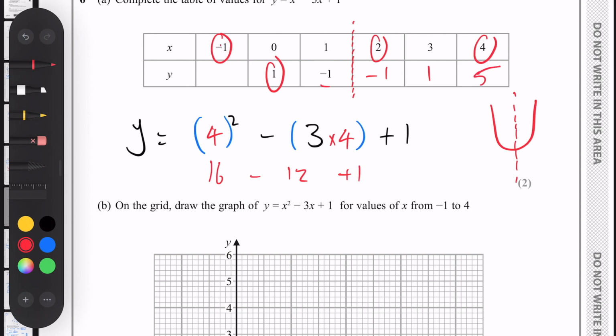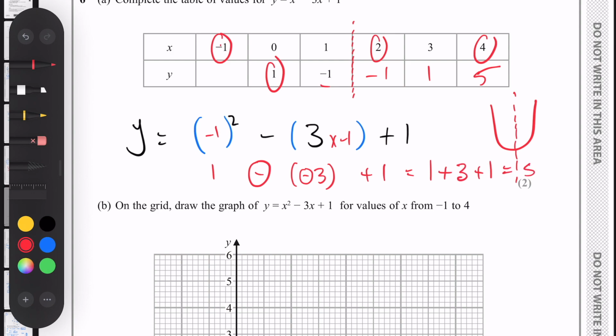If you wanted to do the minus 1, because there might come a point where you would need to substitute a negative number in, it would go minus 1 squared minus 3 times minus 1. Minus 1 squared is actually positive 1, minus 3 times minus 1, which is going to give you minus 3, plus 1. If you have a negative and negative in a row, this actually means 1 plus 3, and then add the 1, which will give you 5. So either way, it's 5.